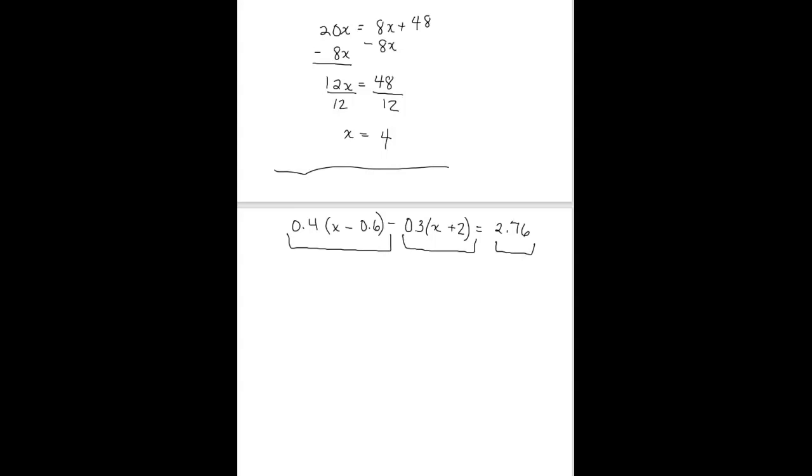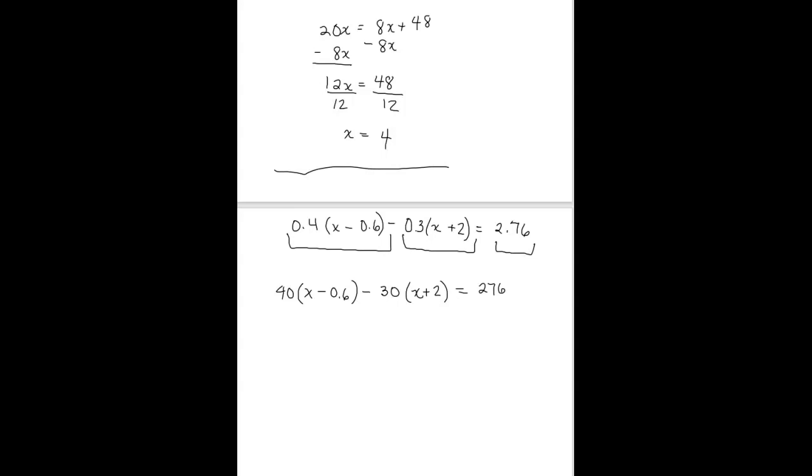All right, so multiplying by 100, this is going to give me a 40 times x minus 0.6, or .6 if you prefer. Just clean that up a little bit. And then I'm going to subtract, that's going to become a 30 times x plus 2. And then I'm going to have 276, right? 2.76 multiplied by 100 gets me 276.